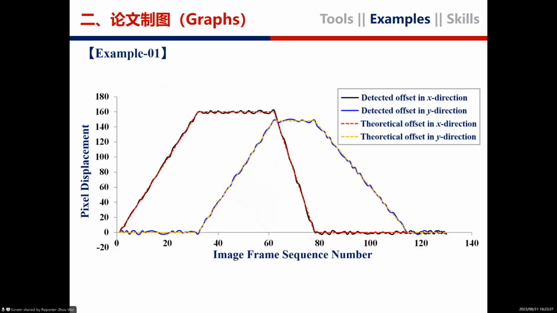Only by that, we can prove our algorithm works well. And as you can see, we use this way. It is validated in this graph that the detected offset in 2 directions agrees well with the theoretical offset in time history as defined in the PowerPoint.